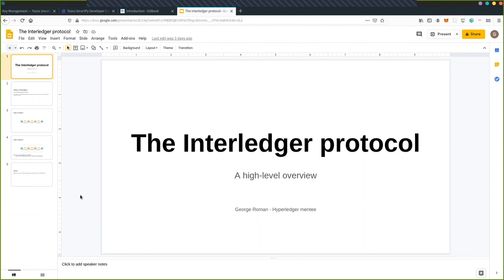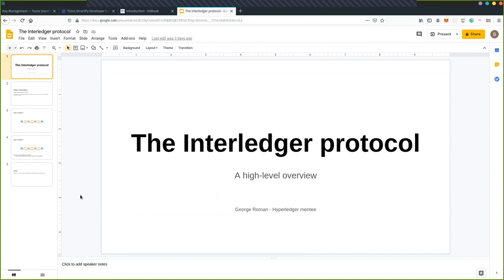Okay, sure. My name is George Roman, and I'm a Hyperledger mentee working on integrating Hyperledger Iroha with Hyperledger Quilt, or more specifically integrating Hyperledger Iroha with the Interledger Protocol, because Hyperledger Quilt is just an implementation of the Interledger specification. So today I will give you a short overview of what exactly is Interledger and then show you a demo of the integration that I've done so far.